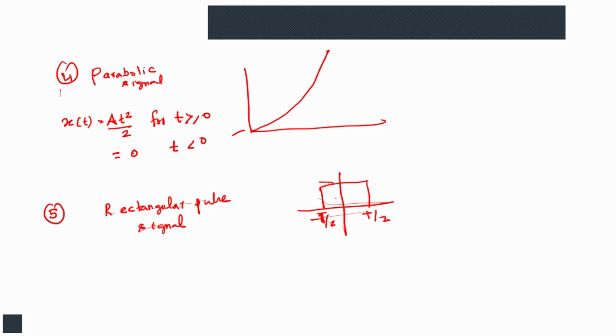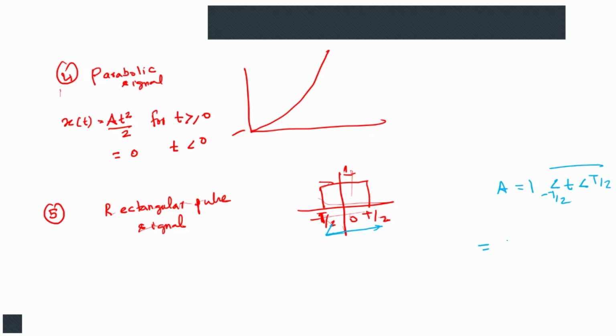So it's a square pulse, you can see, and this is 0 value, this is 1 value. Now the value of the signal exists only for the period between minus t by 2 and t by 2. So amplitude is equal to 1 when the time is between these two points.